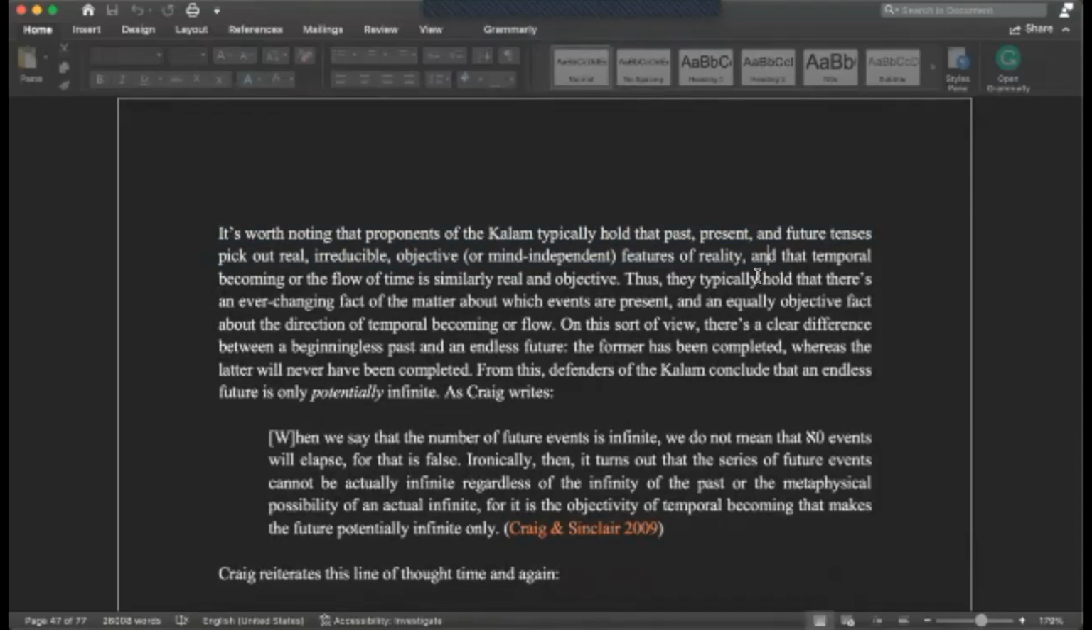As Craig writes, when we say that the number of future events is infinite, we do not mean that Aleph Null many events will elapse, for that is false.